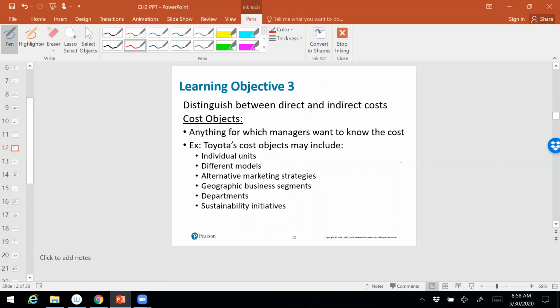Learning objective 3, talking about two different types of costs, because actually Chapter 2, Chapter 3, and then Chapter 4, they talk about cost. We will deal with cost a lot. So what's the meaning of a cost? Cost is if you want to get something, you have to give up something. That give up something is the cost, right?